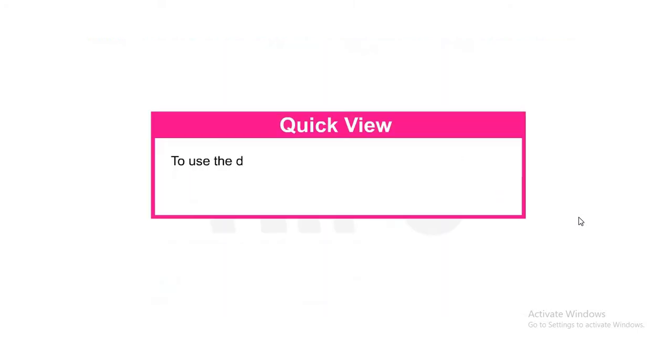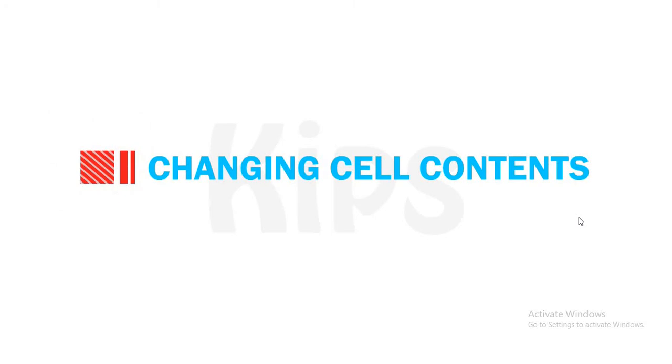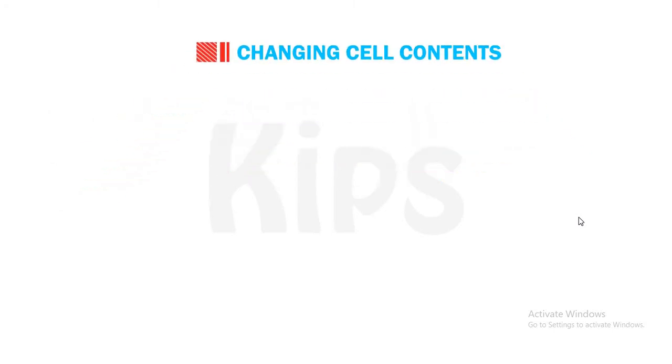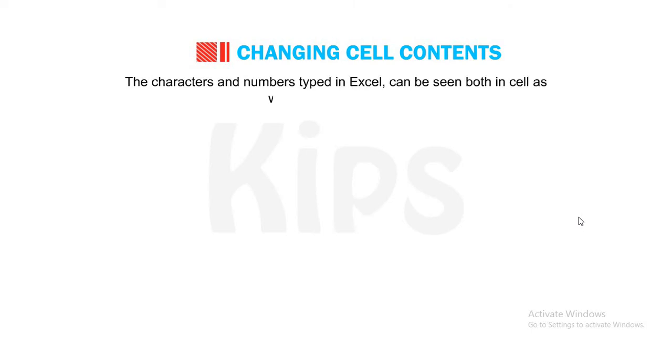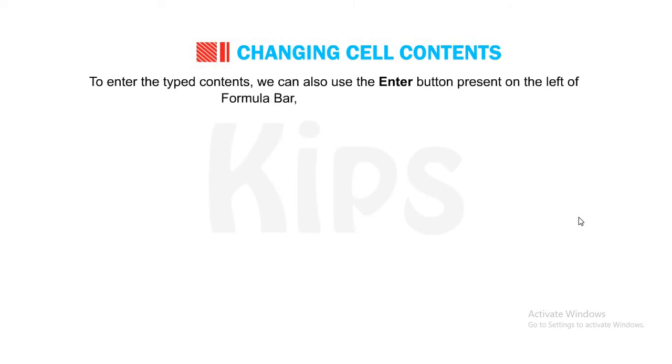Students, to use the default date or time format, click on the cell that contains date or time and then press Control plus Shift plus hash or Control plus Shift plus @ respectively. Okay, let us now find out how to change cell contents. The characters and numbers typed in Excel can be seen both in the cell as well as in the formula bar. To enter the typed contents, we can also use the Enter button present on the left of the formula bar in place of the Enter key.